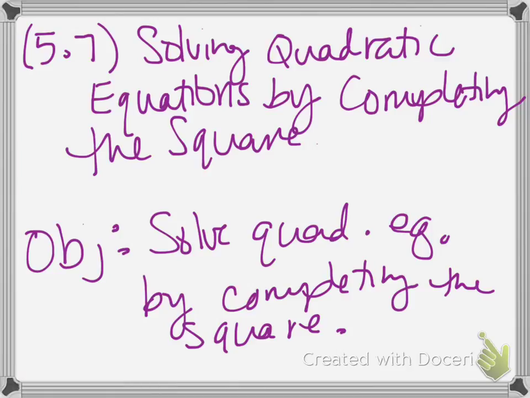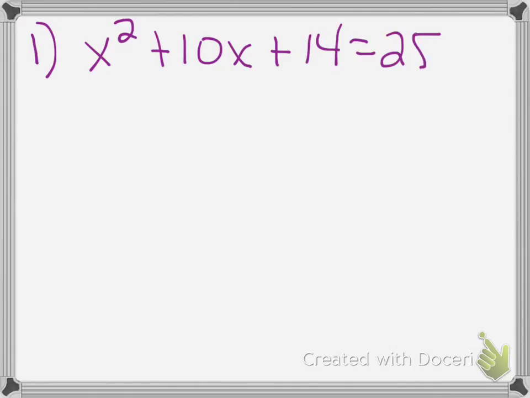So we've learned how to solve quadratic equations by factoring. When you go to factor, usually you would have that linear term. We solved equations by square roots, where you only had a constant and a quadratic term. Solving quadratic equations by completing the square is a method where you would have all three terms: your quadratic, linear, and constant term. So we get a problem like x squared plus 10x plus 14 equals 25.